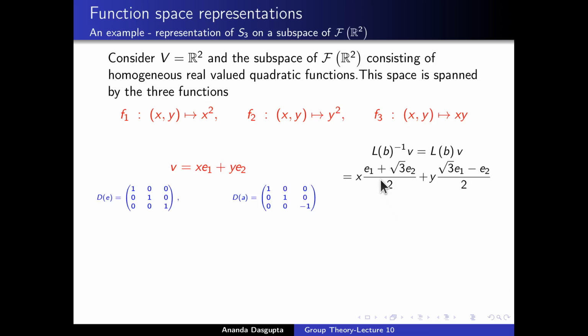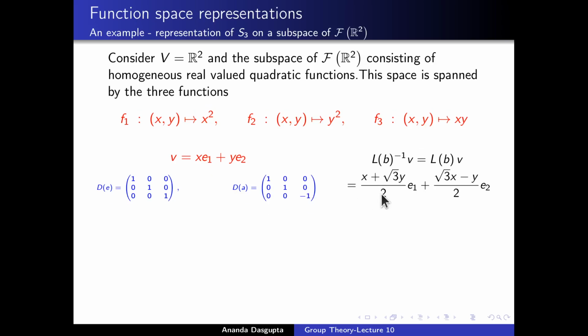What LB does to E1 and E2 are these two things. There is something which we worked out in the last lecture. If you have forgotten that, please look it up again. But it's easy to figure out just by using standard geometry. And therefore, what happens to the vector x comma y is that it changes to a new set of components. X becomes (x plus root 3 y) by 2 and y becomes (root 3 x minus y) by 2.